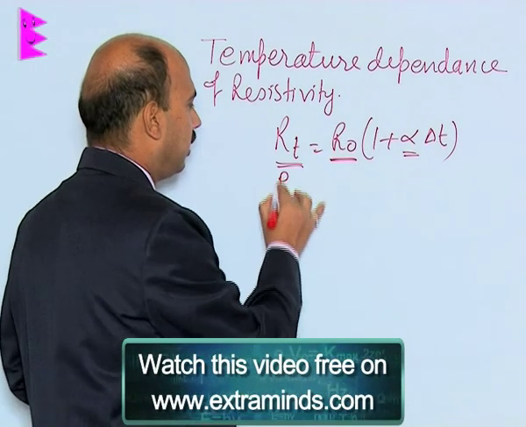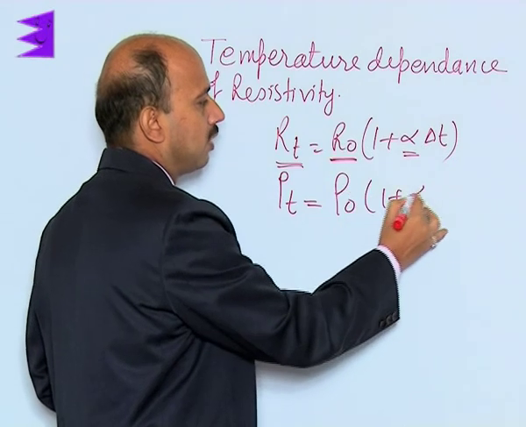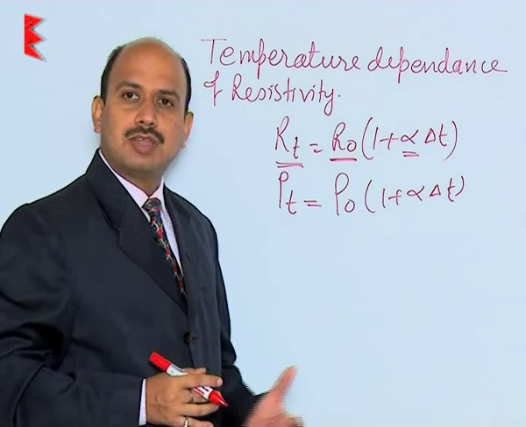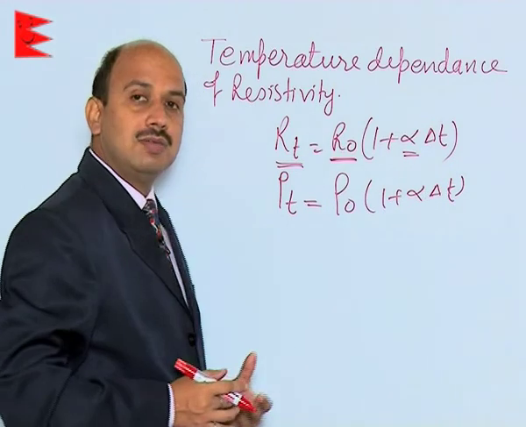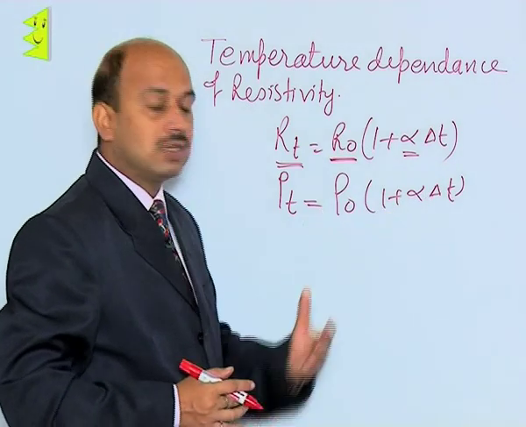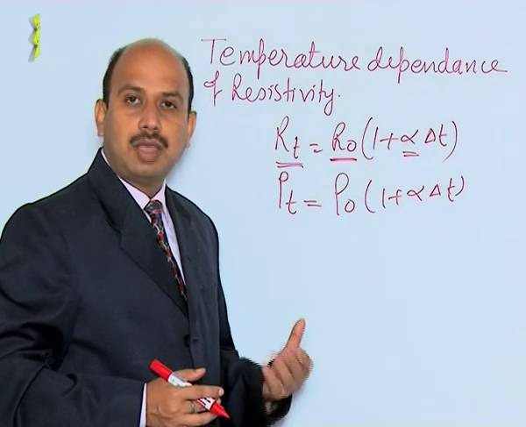Similarly, we can write this relation for rho_T is equal to rho naught into (1 plus alpha delta T). Here rho naught is the resistivity at the reference temperature, rho_T is the resistivity at the temperature T, alpha is the temperature coefficient of resistivity, and delta T is the change in temperature.